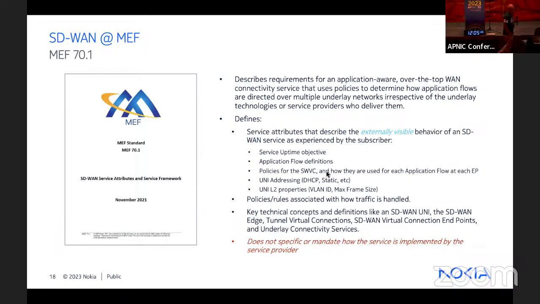So what it does is it defines, at that point, the UNI, the user network interface, it defines a number of different attributes. So things like the service uptime, what are you providing your customer? The definition of application flows, so that you can obviously provide differentiated service capabilities, policies, the UNI addressing, the layer 2 parameters, the VLAN IDs, and so on. So it's not terribly complicated, this bit here, right?